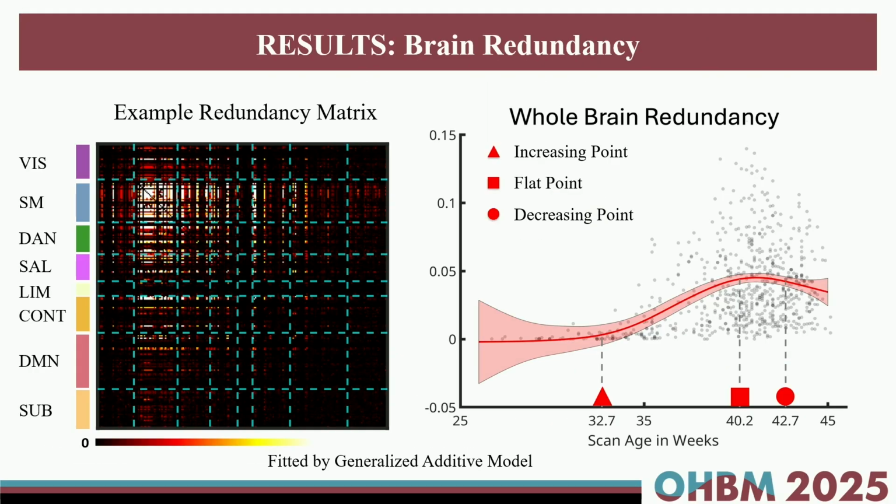For the whole brain redundancy, a similar pattern was also observed. The redundant interactions are pretty low at 34 weeks. However, within the sensory motor area, the redundant information starts pretty high at this age. For the developmental trajectory, we observe a developmental transition starting at 33 weeks, which is relatively earlier than the synergy transition. And the redundancy gradually increased up to 40 weeks, followed by a decline after 43 weeks.